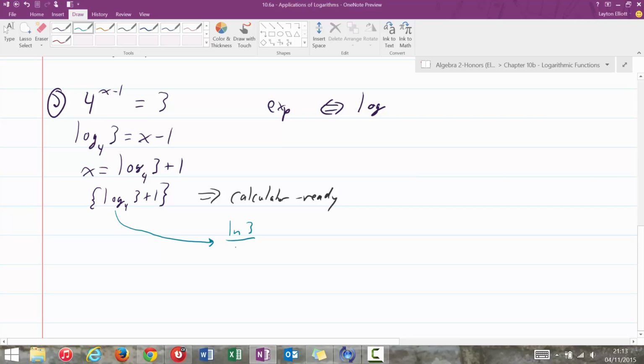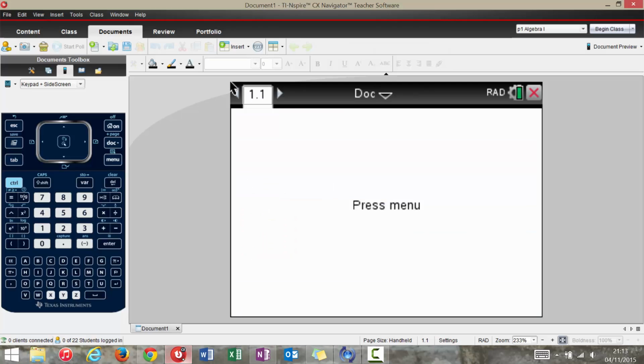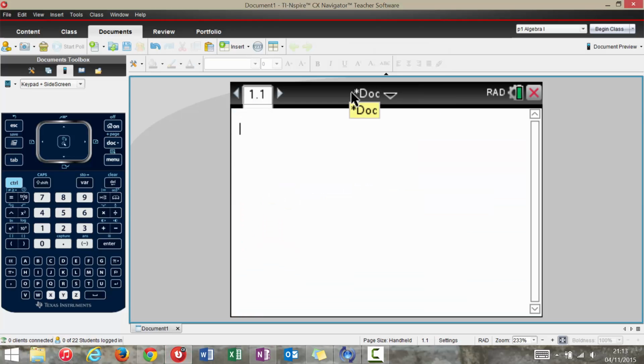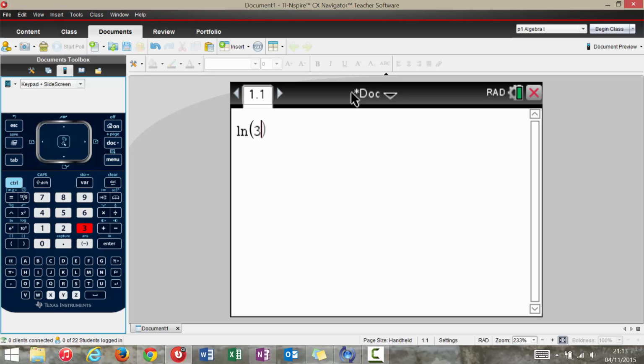ln of 3 over ln of 4, and then plus 1. So this would be a calculator ready mode, and it is actually perfectly just as simplified as the one before it. It's not proper to say that one is more simplified than the other. If I plug that into a calculator, and let's just say my calculator ready mode would want that, then this just becomes a simple operation of typing in natural log of 3 divided by natural log of 4, and then plus 1.